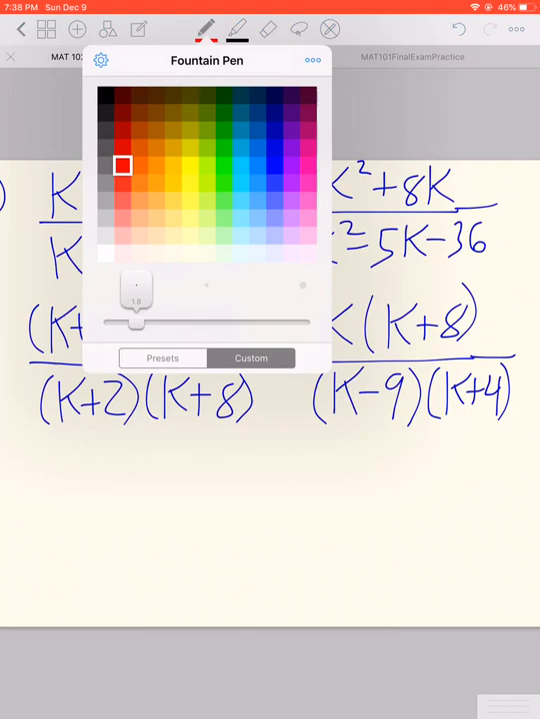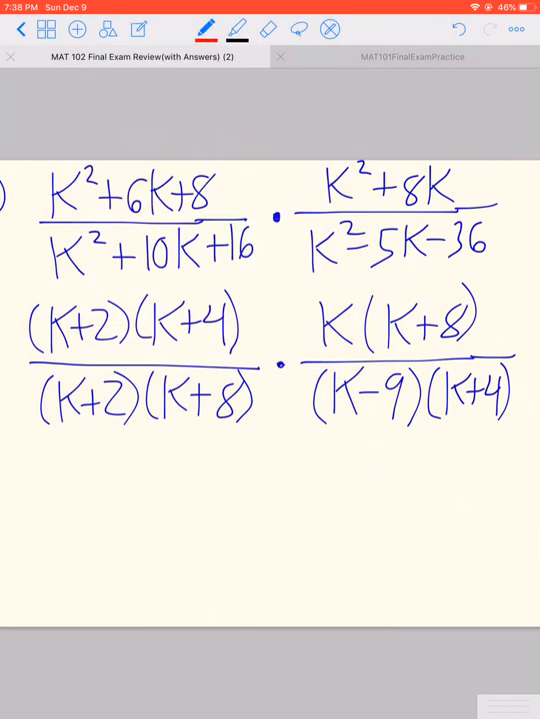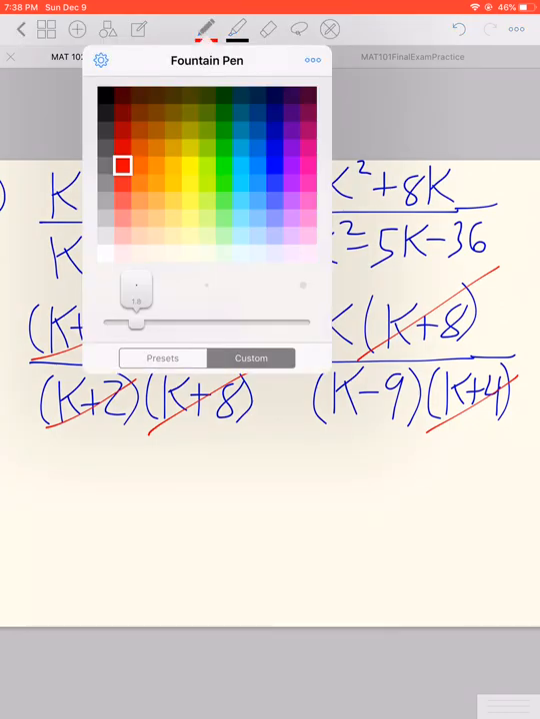Once we have everything factored, we're going to go ahead and cancel any common factors. This first fraction has a factor of k plus 2 in both numerator and denominator, so that will cancel. I also see that this first fraction's numerator has a factor of k plus 4, and that's in the denominator of the second fraction, so those can cancel. And then the k plus 8 on the denominator of the first fraction will cancel with the factor of k plus 8 in the numerator of the second fraction.